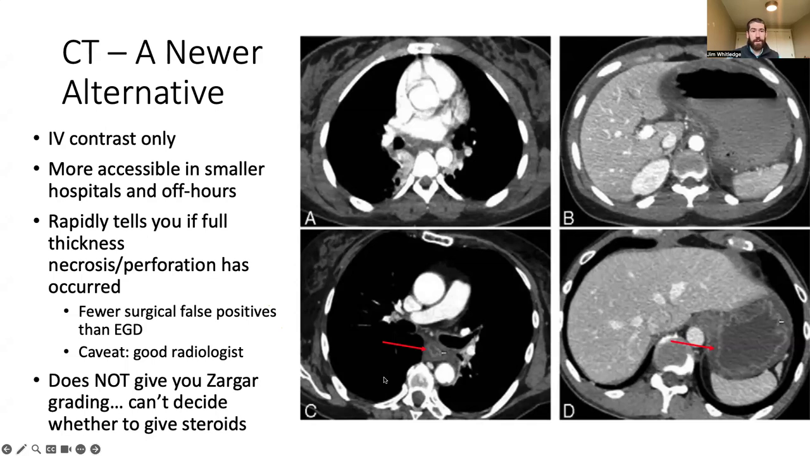Now, it's important to note CT does not give you Zargar grading. So you're not able to find, based on CT alone, those Zargar 2B lesions and make a decision whether or not to give steroids.